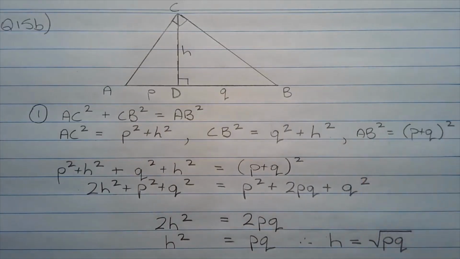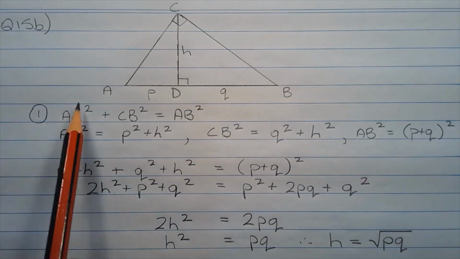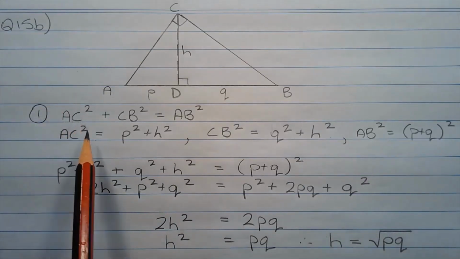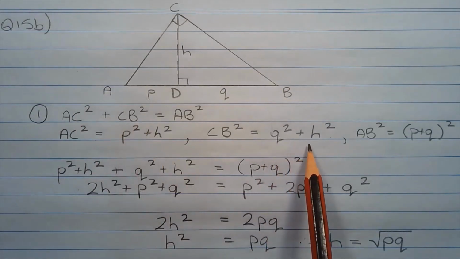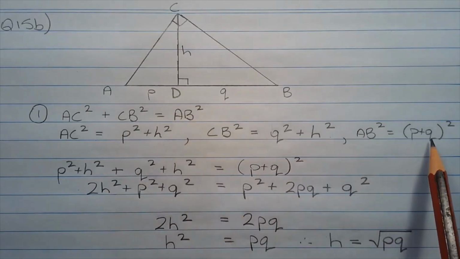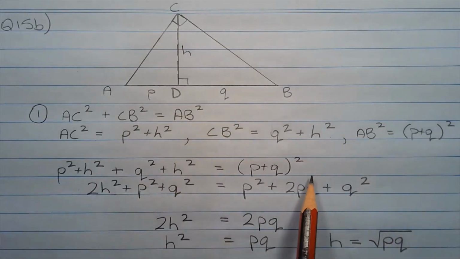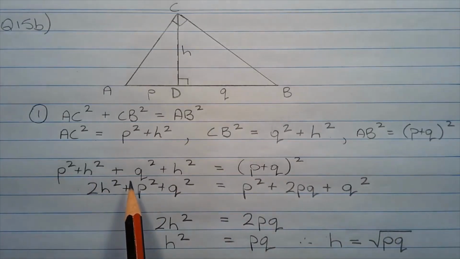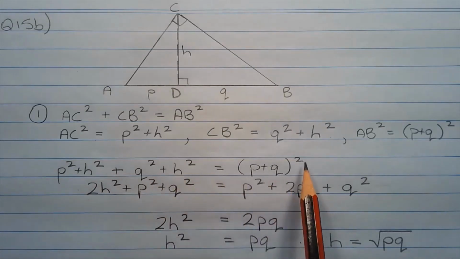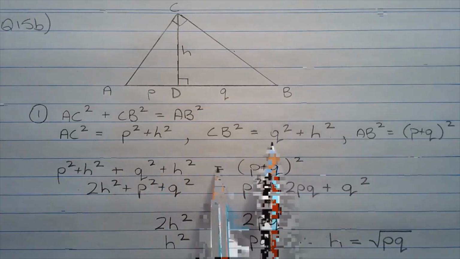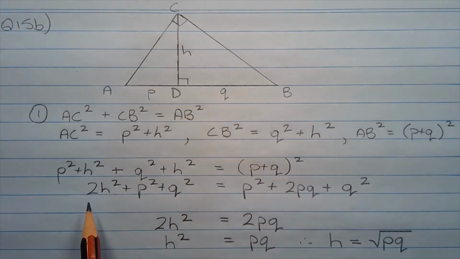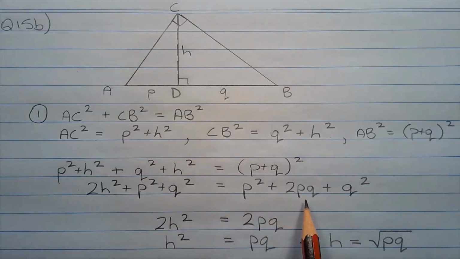So if you go back to equation number 1, I'm going to replace AC squared with p squared plus h squared, CB squared with q squared plus h squared, and AB squared with p plus q all squared. So we end up with this equation here: p squared plus h squared plus q squared plus h squared is equal to p plus q all squared. Now I can combine the like terms on the left-hand side and then expand the perfect square on the right-hand side. We end up with 2h squared plus p squared plus q squared is equal to p squared plus 2pq plus q squared.